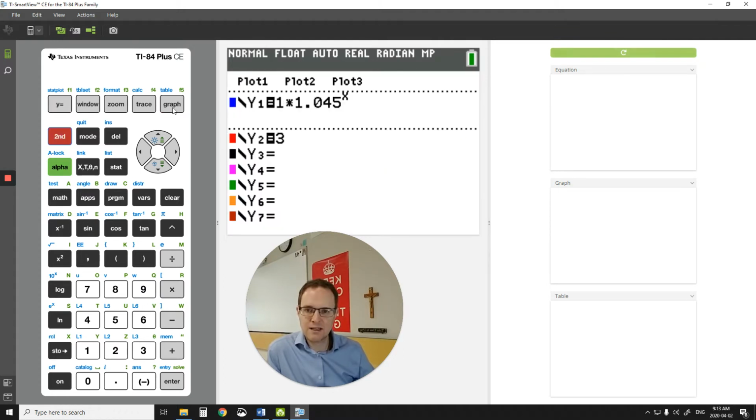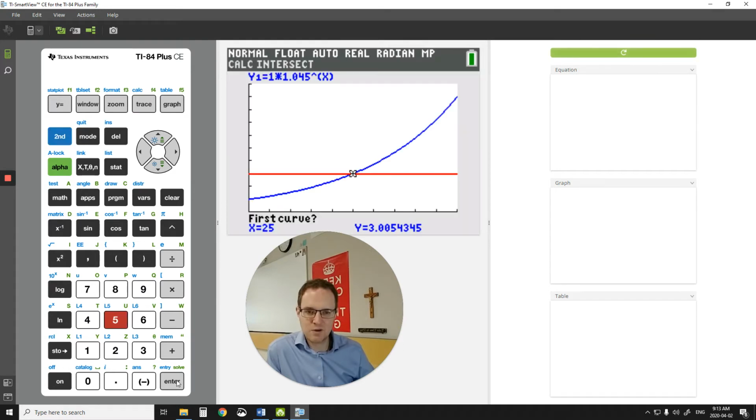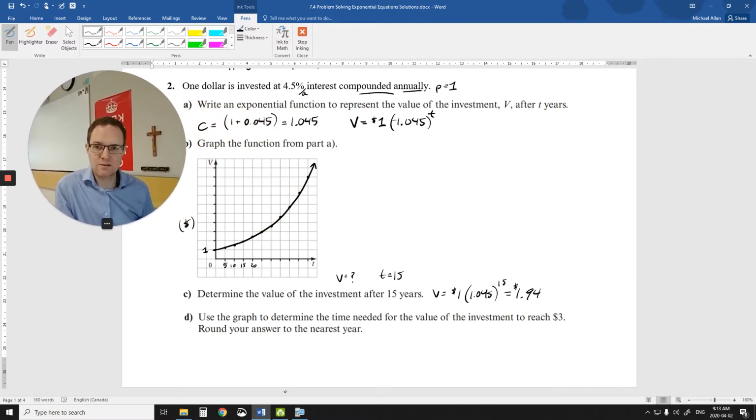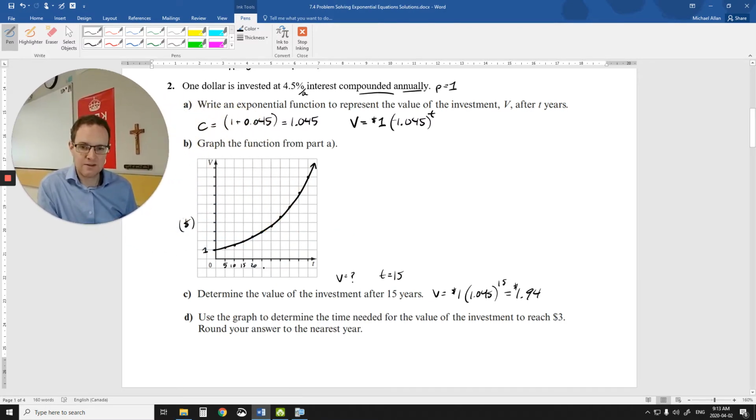And then I'm going to look at the calculation here. I'm going to find the intersection point between the two. So when my y value is 3, which is my value, it takes about 24.96, so about 25. Let's just say that. This is to the nearest year. So after just looking at the graph here, it's about 25 years. If you wanted to, you could draw that line on here.